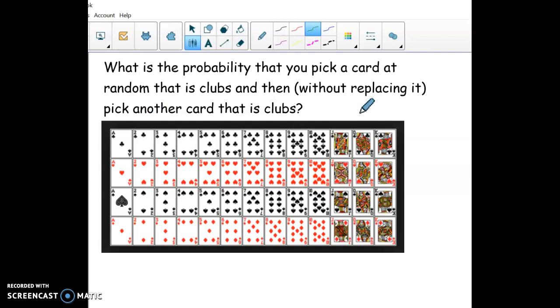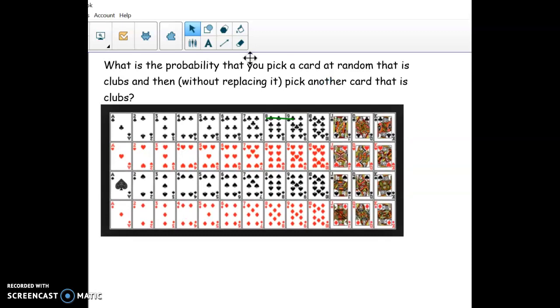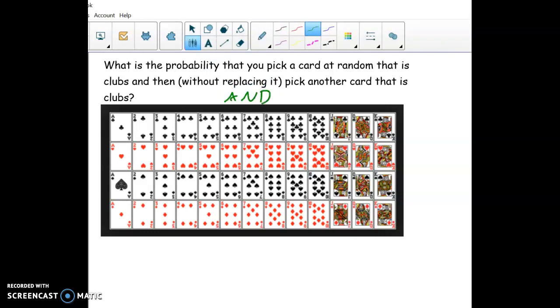Okay, yeah, so this is kind of a tricky one. So we want to get a club card and then another club card, and we don't replace the first one. So pause the video and see if you can make sense of this. This one's kind of tricky. Okay, so this is an AND, so we want to multiply the two probabilities together because it's club and a second club.